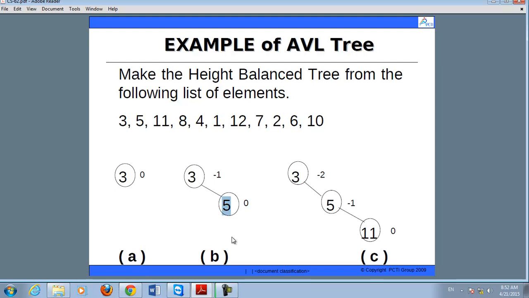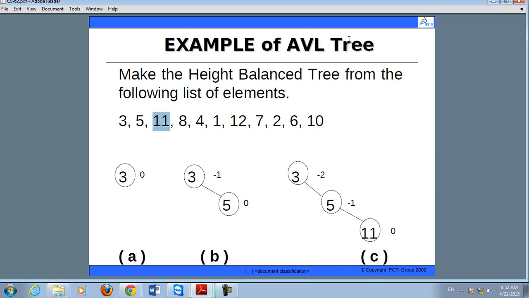But 5 is a leaf node, that is, it doesn't have left and right nodes. Then the balancing factor of 5 is 0, but the balancing factor of 3 is -1, because the height of 5 is 1 and 3 doesn't have a left node, that is 0 minus 1 is equal to -1. In this stage also the tree is balanced.